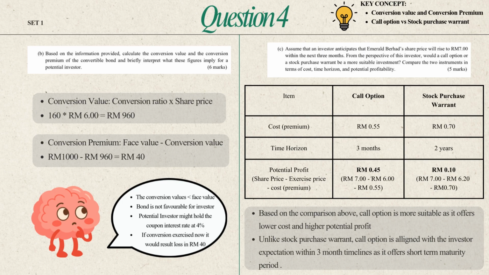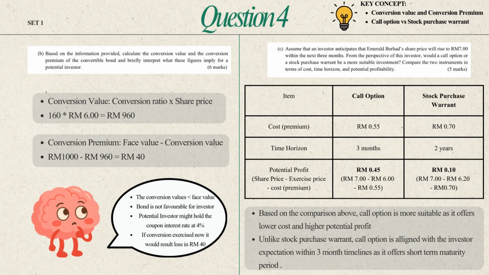So, overall, when we look at the table, the call option provides the higher profit but short-term exposure, while the warrant offers lower profit but a longer period to benefit from future price increases. An investor who is expecting short-term gains would prefer a call option because it requires a lower cost. It offers higher potential profit.